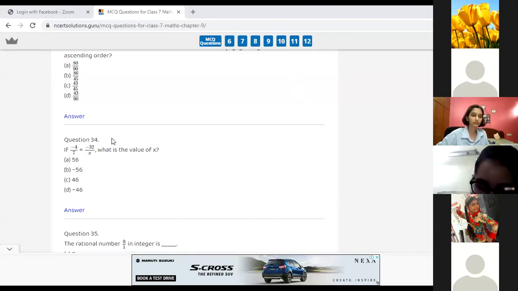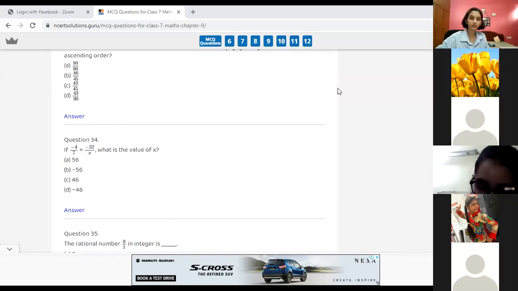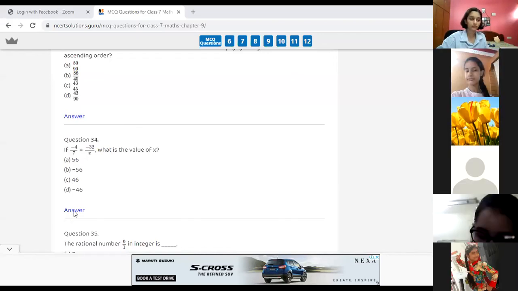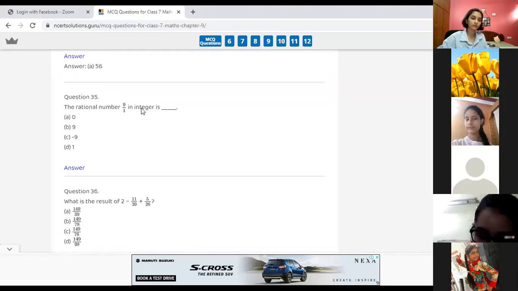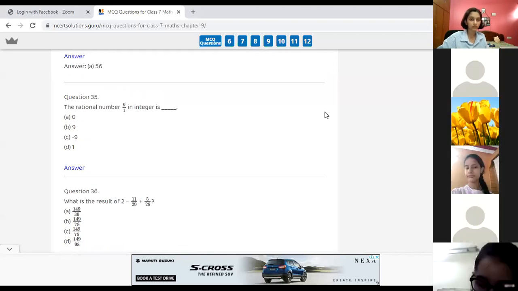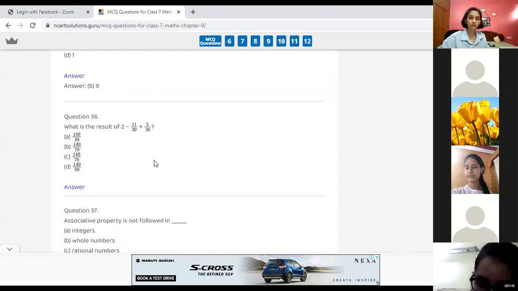Find x from this. Cross multiply this, minus will cancel out. 56, 50. Okay, good. Yes, the rational number 9 by 1 in integer form. B option, 9. Yes, B option, that is 9.